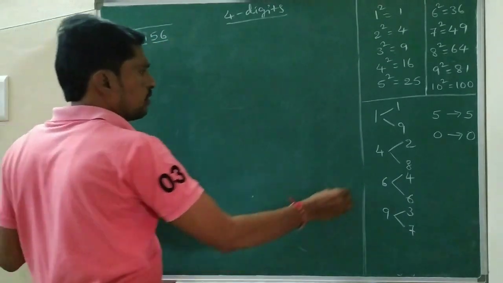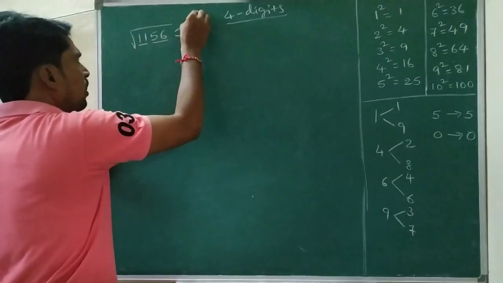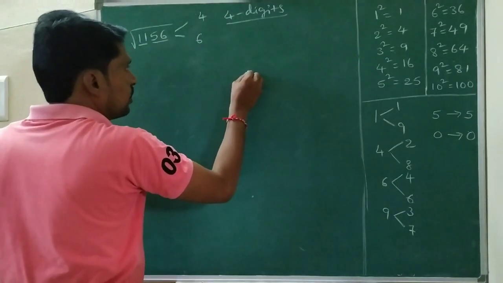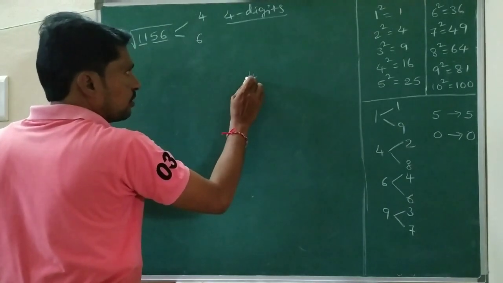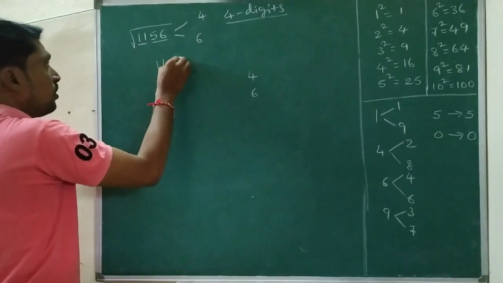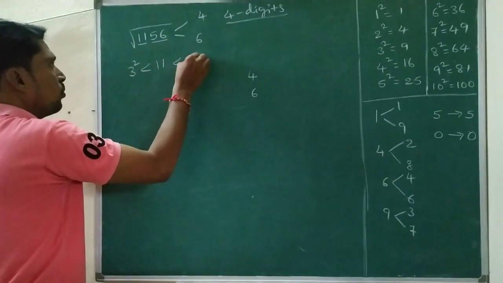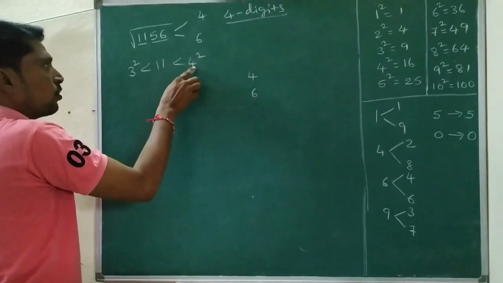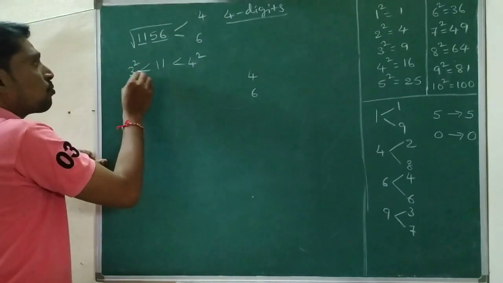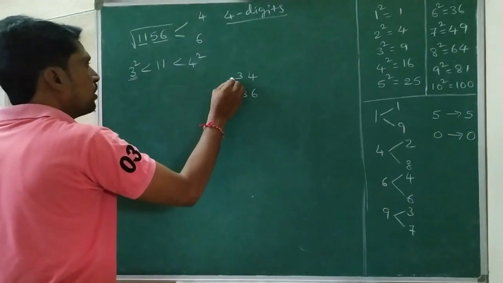In square numbers, we get 6 only from 4 or 6. So the possible value of the units digit of the square root is 4 or 6. Now take 11. Which square numbers does it lie between? That is 3 square and 4 square. 3 square means 9, 4 square means 16. 11 lies between 9 and 16. So the smaller number, 3, we write here.